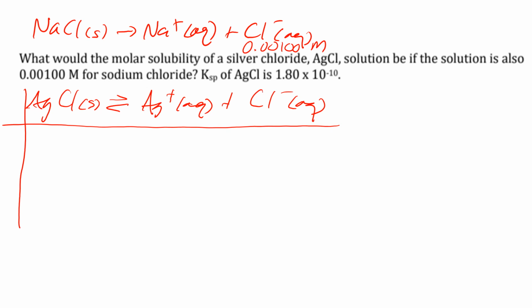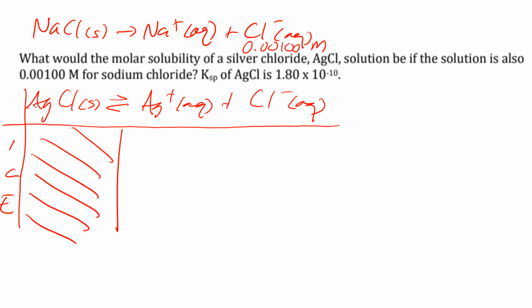So in terms of our ICE chart, the initial for silver, because we don't really have anything dissolved initially, is going to be 0. And because you have silver chloride mixed with the sodium chloride, we can assume that because of the common ion effect, the concentration for chloride would be the same as the chloride from the sodium chloride, so 0.00100. These will change and are going to be produced, so it's plus x, because neither has any coefficients: x and 0.00100 plus x.